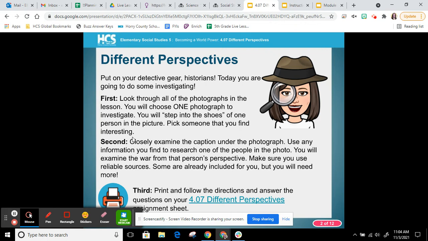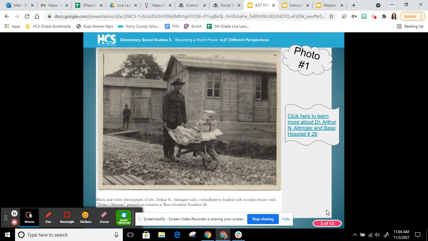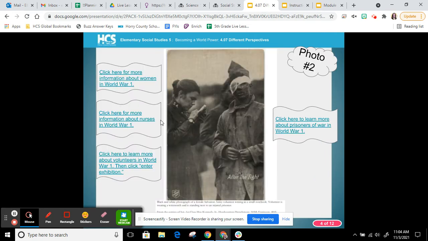So again, this page right here, page 2, walks you through your assignment. The first thing it wants you to do is to look through all of the photographs in the lesson. So let's go do that. You've got photo 1, and you can click here to learn more about Dr. Arthur. Photo 2, there are many links here that you can click on to learn more about this photo, more about women in World War I, more about nurses in World War I, more about the volunteers in World War I, and more about the prisoners in World War I.